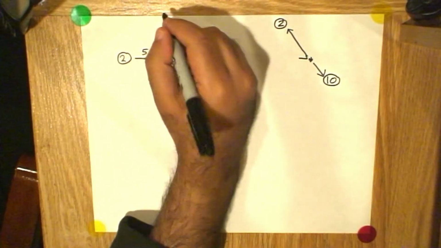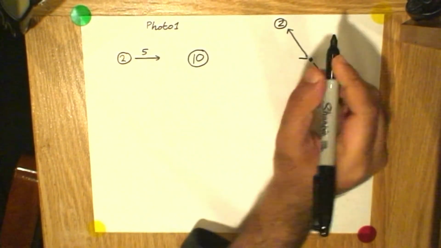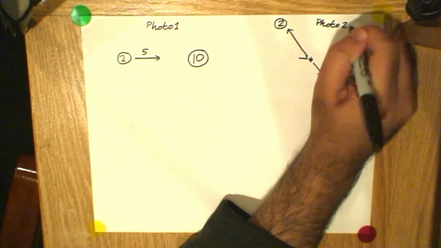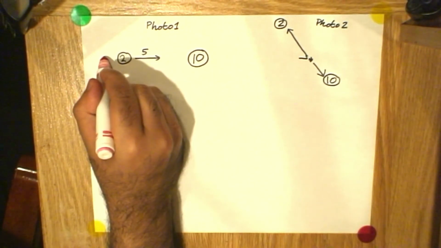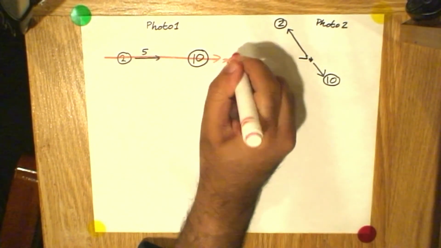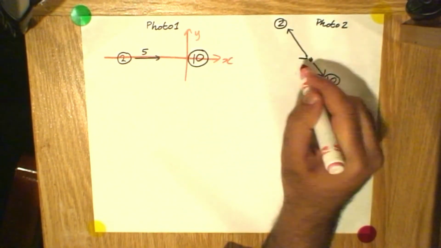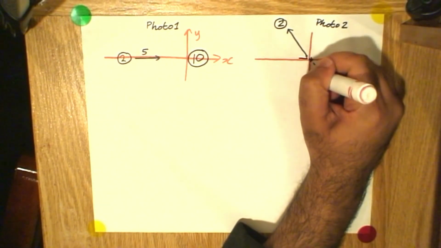So photo 1 is before the collision, and photo 2 is after the collision. In photo 1, I will set the axes as follows. I'm going to set the x-axis to be rightwards and the y-axis to be upwards, and I'll do something similar in photo 2.